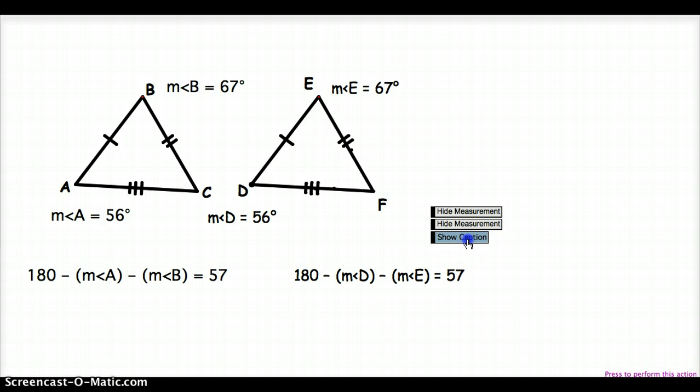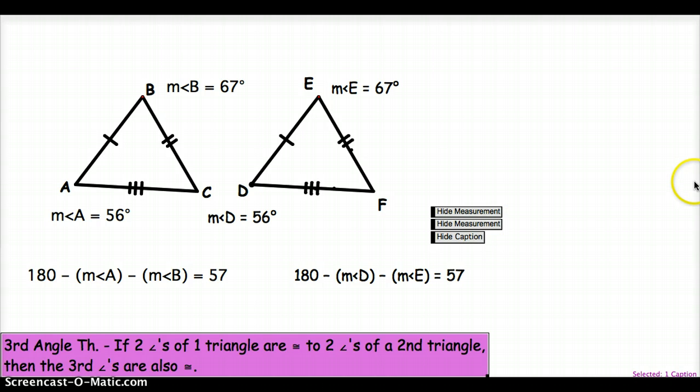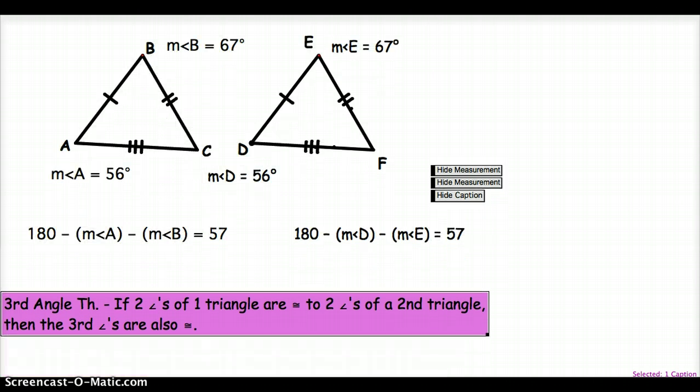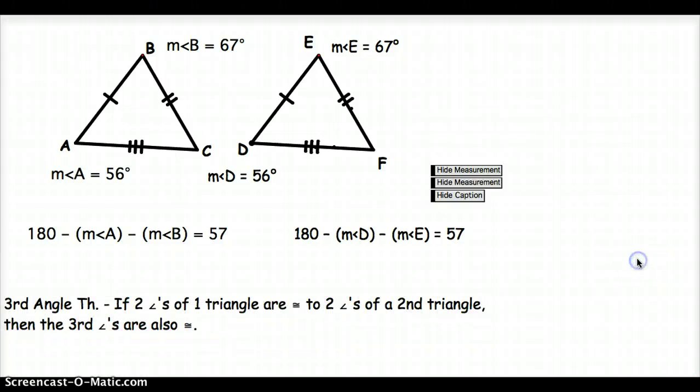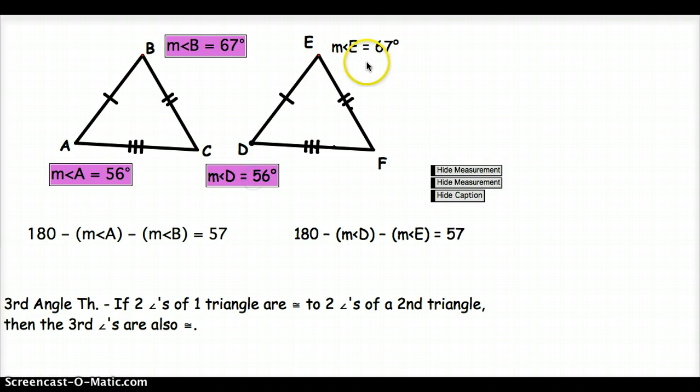Okay, now what we just did is basically proved a theorem. This theorem that we just proved is the third angle theorem. What the third angle theorem says is if two angles of one triangle, the 56 and 67 here, are congruent to two angles of a second triangle, 56 and 67 here, then the third angles are also congruent. So once I figured out that this was 57, I would have already known this is 57.